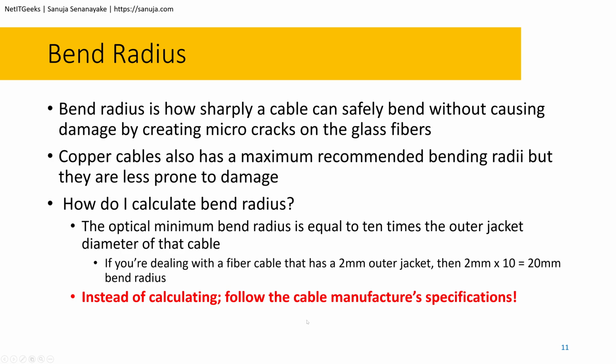But in real world applications, in real world scenarios, wherever you work, the majority of companies expect you as a cable installer, as a structured cabling engineer, to read the manufacturer's specifications. Read the damn manufacturer's specification. Don't try to be a superhero and start calculating bending radii. Instead, just read the manufacturer's specification for each cable type and each cable material. So that's what you need to do.